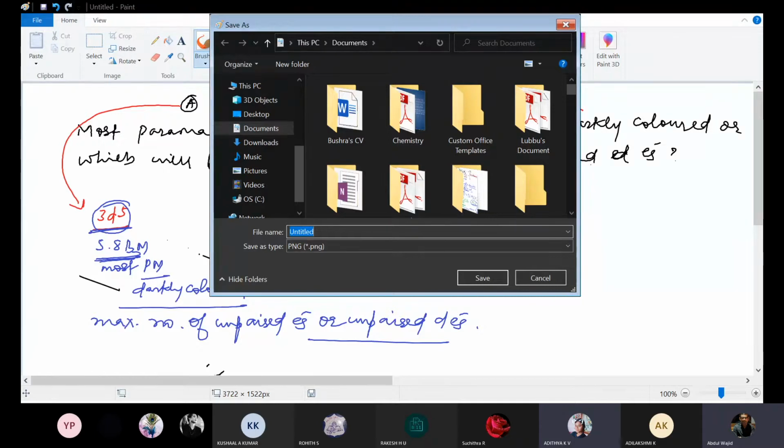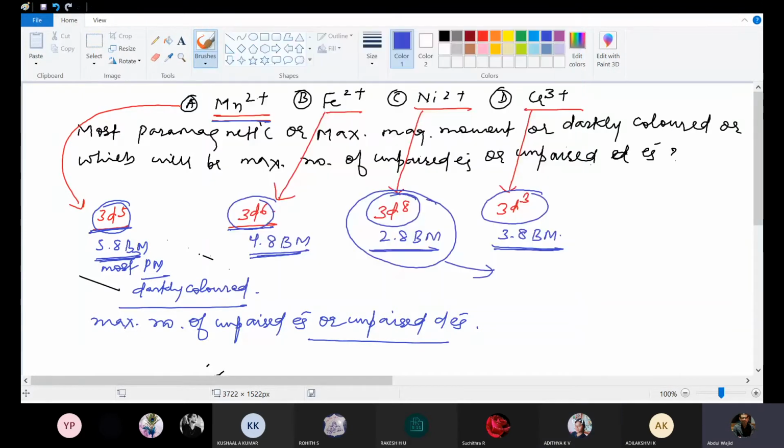Sir, should we remember all the magnetic moments? No, you need not remember. Because we won't be knowing which element they are going to ask us. We don't know this all. Yes, sir. You should know the periodic table. From there it will be very easy. See, this is your periodic table.